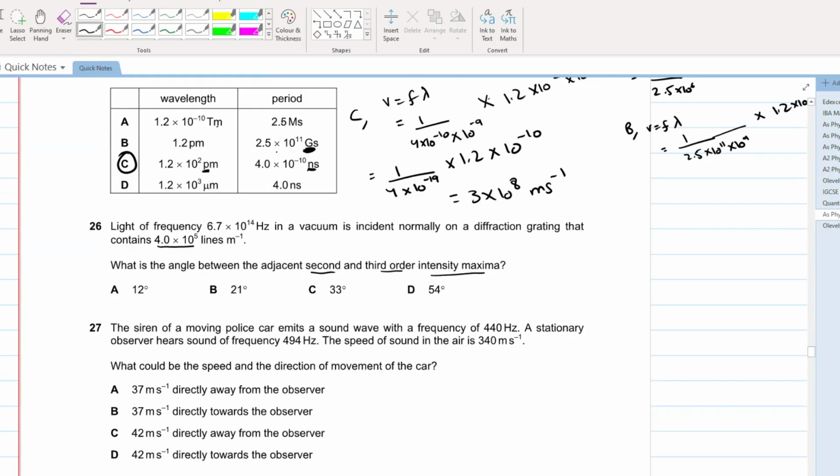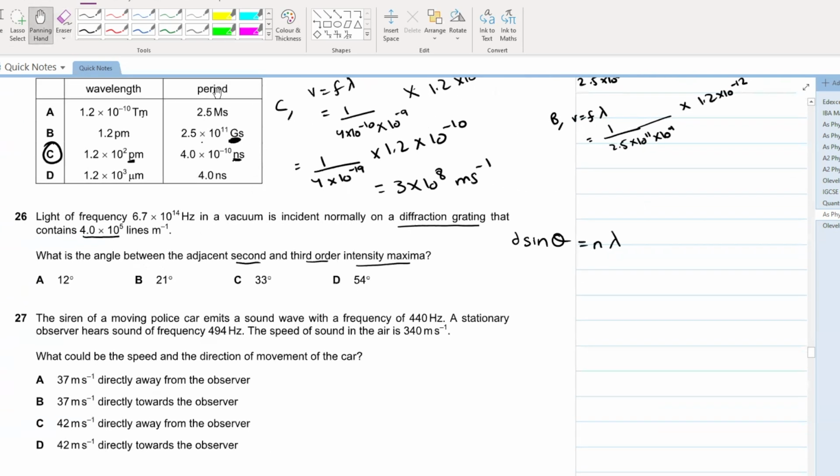So beta, what do you have to do? First of all, you have to apply a little brain. First of all, you have to understand that this is a question related to what? Diffraction grating. Which formula will we apply? d sin theta is equal to n lambda. Okay, now sir, I don't have the lambda. I am only given the frequency.